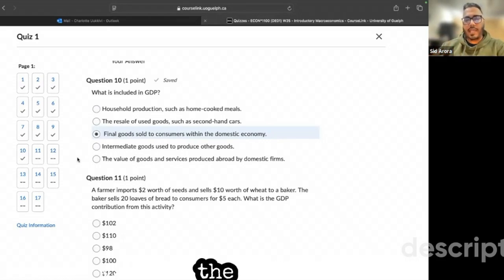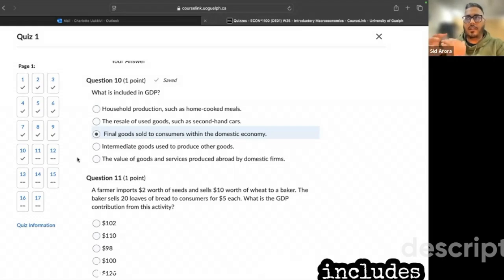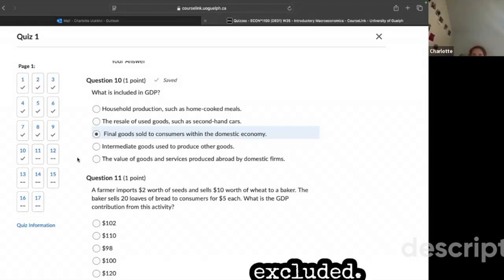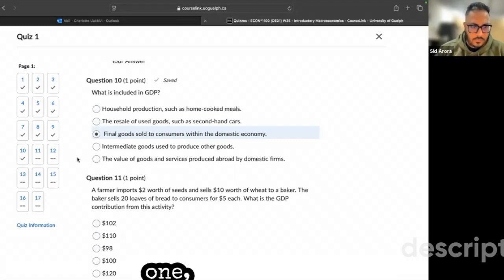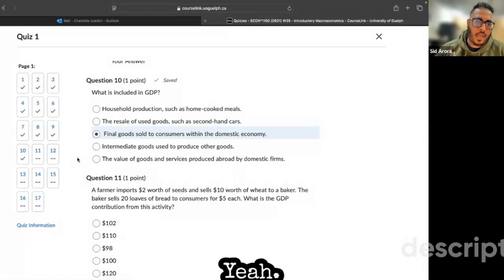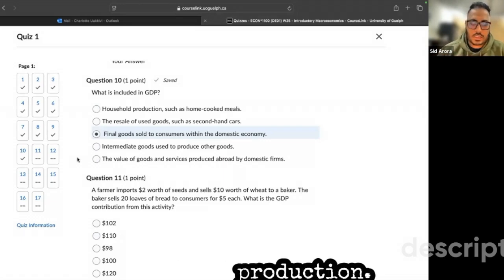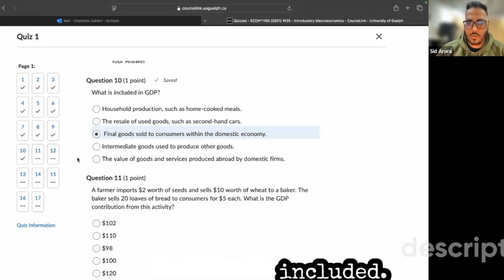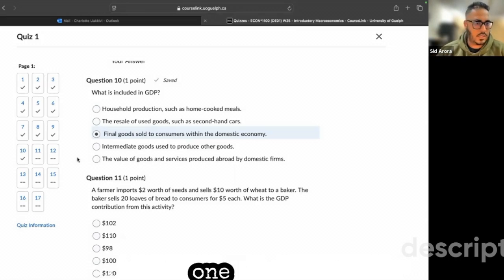Because if we look at the value of the cake, whatever it's selling for, that includes the price of the dough, right? So if we include the price of dough as well, then we're double counting the dough. So that's why intermediate goods are excluded. Well, let me look through the options. I think it is the third one. It wouldn't be the last one because we're talking about gross domestic product. So D stands for domestic, right? So we're not including anything abroad. We're only looking at domestic production. So it's not going to be intermediate. Household production, I mean, household production is included. So the third one is definitely the best one out of all five.